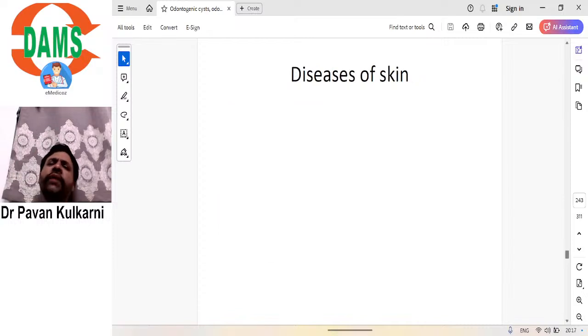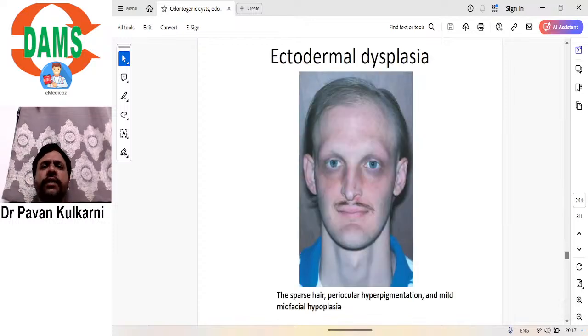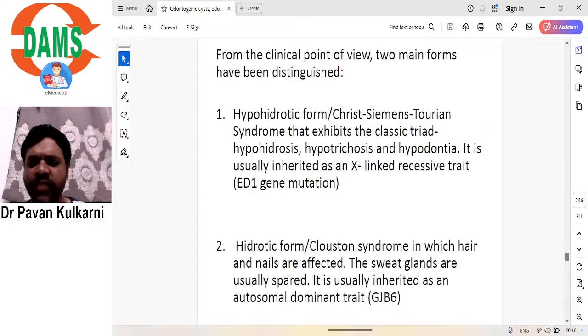Moving on to the next topic for today, that is diseases of skin. Now let us start with the first condition here, ectodermal dysplasia. In this image, we can see that in ectodermal dysplasia, the main problem is with the ectodermal structures, be it skin, hair, nails, teeth, sweat glands, sebaceous glands, all are affected here. So the skin is very thin here, and there will be hyperpigmentation of the skin. Hair will be very sparse as well as fine.